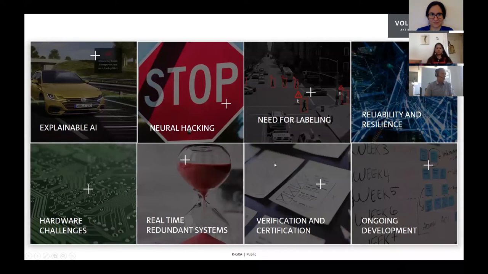Let me just quickly dive into those 8 topics that you see here. One first thing is something which is doubted a lot and is also discussed a lot. That's this whole area of dependable or explainable AI.